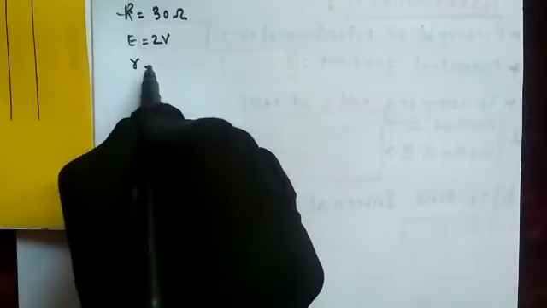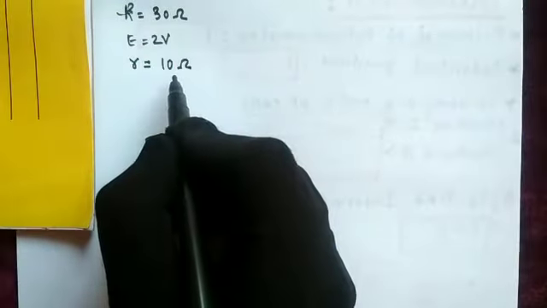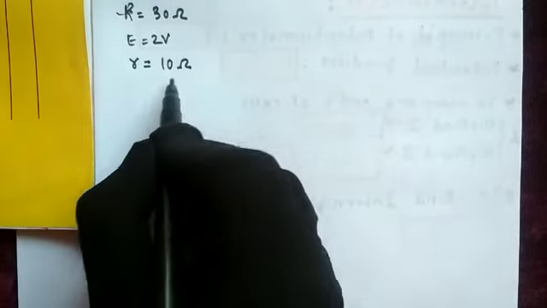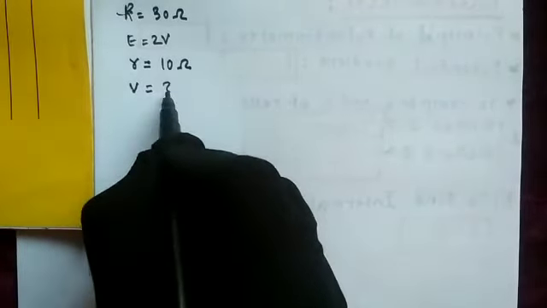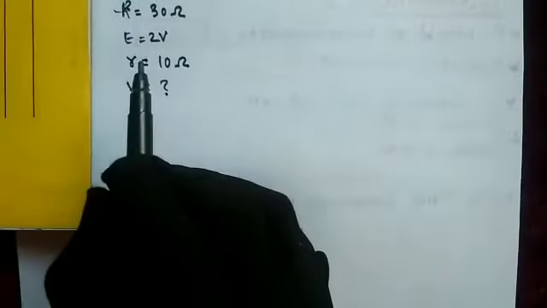So here you have been given a voltmeter has a resistance 30 ohm. That means capital R is given as 30 ohm. And 2 volt EMF, that is E is 2 volt, with internal resistance, which is always denoted by small r, having 10 ohm. And what we have to find, what will be its reading? Whose reading? Voltmeter's reading. So that means you have to determine V.